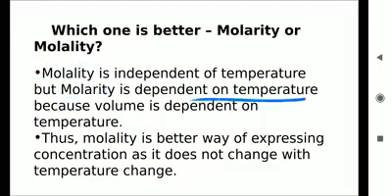But molarity is dependent on temperature. Why? Because molarity is equal to moles of solute upon volume of solution in liter, and volume is dependent on temperature. Volume changes with temperature. Thus molality is a better way of expressing concentration, as it does not change with temperature change. Obviously a quantity which changes with temperature is not a good way of expressing concentration. So molality is better than molarity.